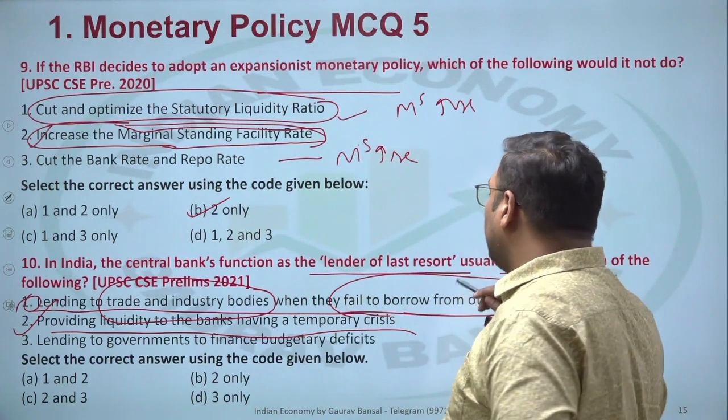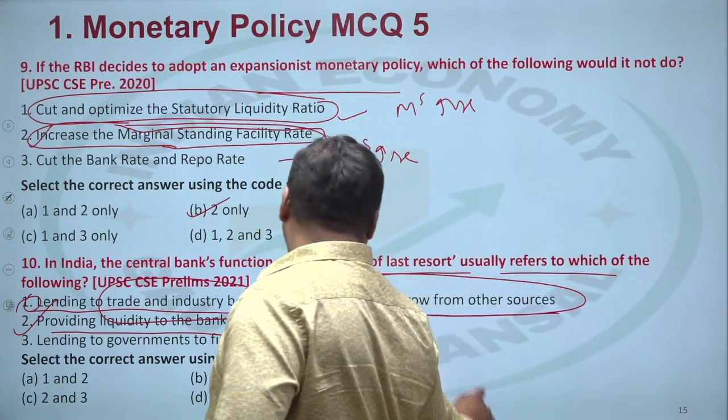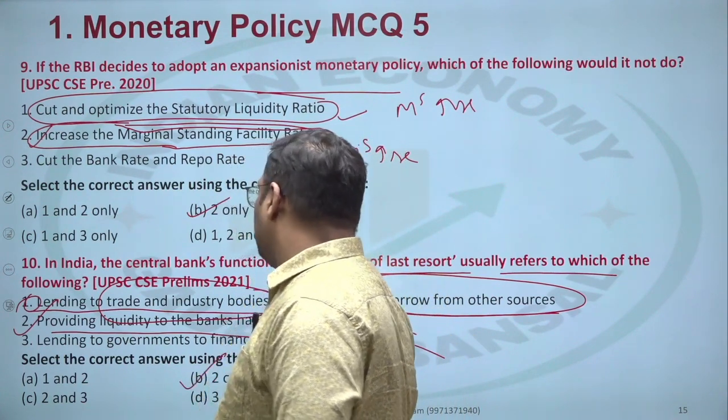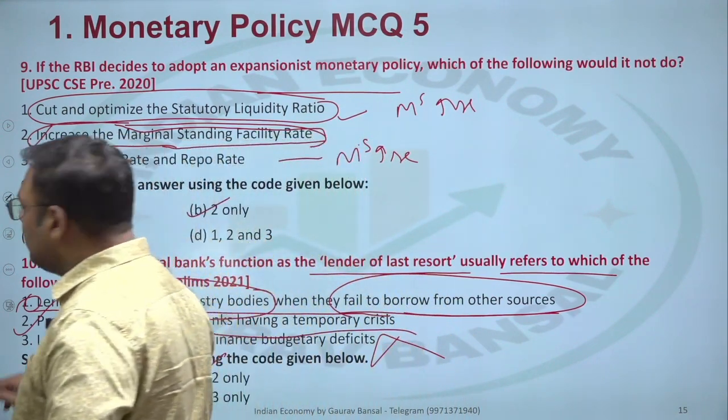Third, lending to government to finance budgetary deficit, not at all. So second, two only. B is the answer for 10th.